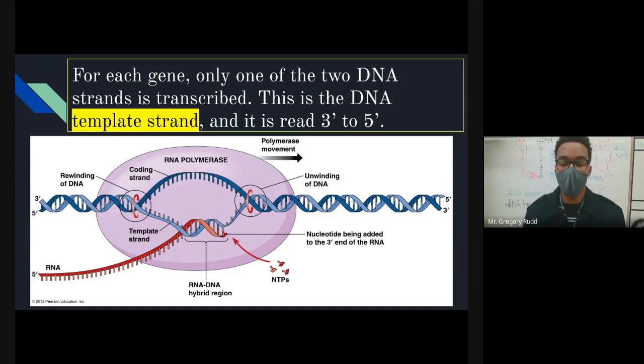The strand that ends up being transcribed is called the template strand. Could also be called the non-coding strand or the nonsense strand, but we're going to call it the template strand.